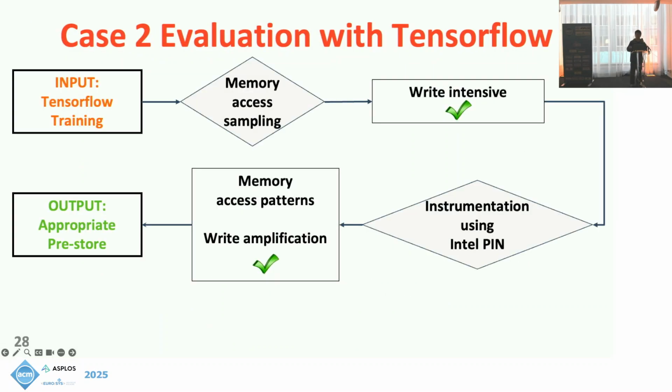Then we evaluate case 2 with a pretty well-known benchmark, which is TensorFlow training. Memory access sampling in step 1 says it's write intensive because during training, it requires writing large tensors. After the binary instrumentation, we found potential write amplification because it writes large chunks of memory. And then again, we applied the appropriate pre-store according to the Dirtbuster suggestion.